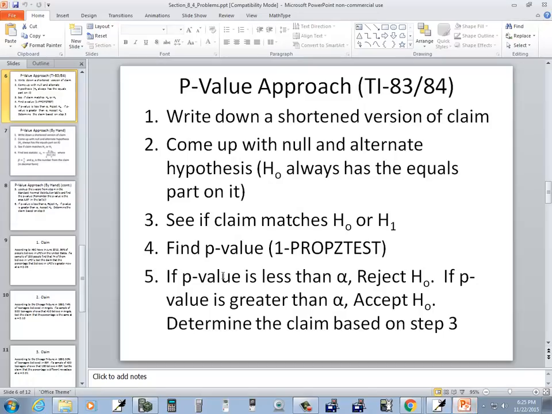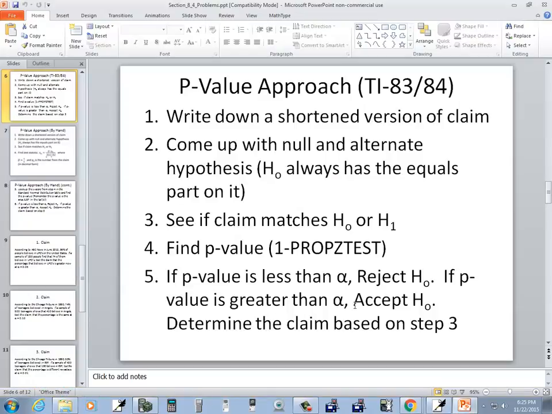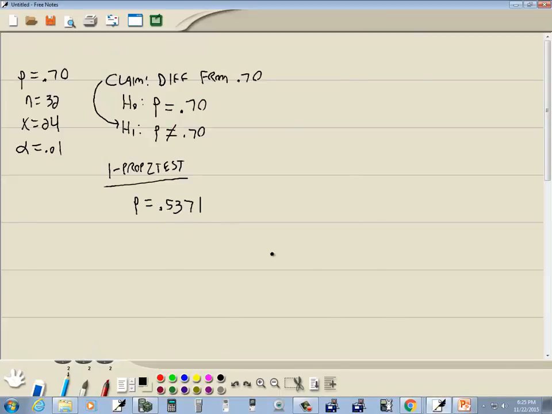Okay, well, come over here. If p-value is less than alpha, p-value is 53%, alpha is 1%, obviously not less than. If p-value is greater than alpha, well, that's true, then this says accept H naught. Now we're going to accept H naught, which means we reject H1, and since our claim matches H1, whatever we say about H1 is what we say about our claim. So we reject our claim.